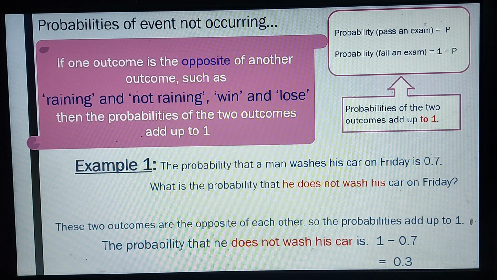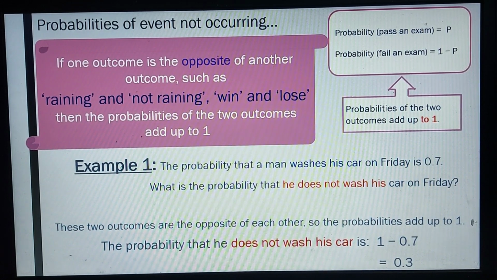Now to confirm if what you've done is right, you need to take the sum of the two outcomes, the probability that the man washes his car and the probability that he does not wash his car. That's 0.7 plus 0.3. You should get 1.